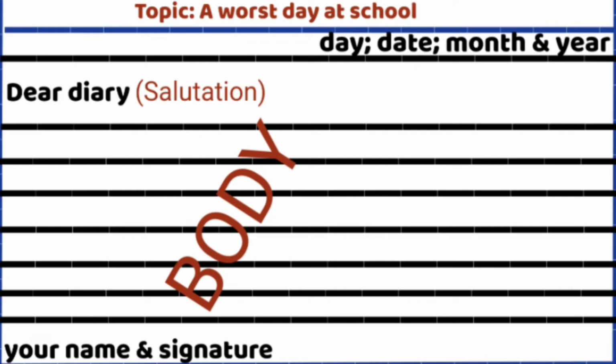Whatever topic it is, for as long as it's going to be a single entry or a single day entry, you have to start with your day, date, month, and year in the top right corner of your answer sheet. For instance, you can say Thursday, 23rd November 2022.